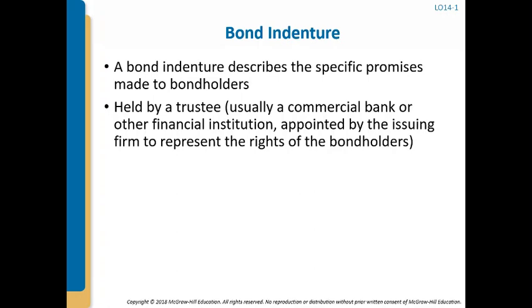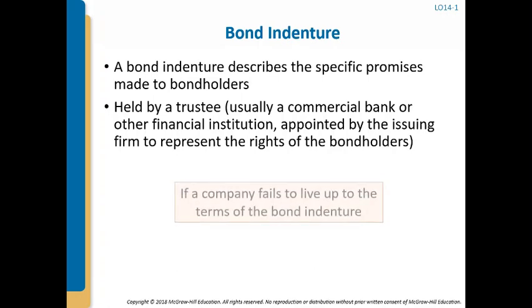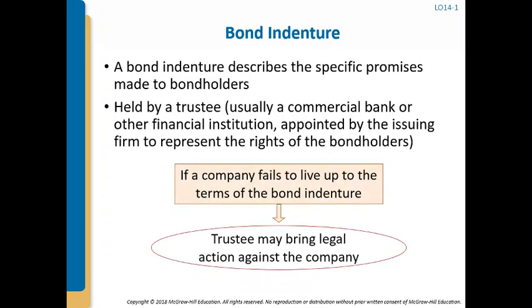And so this bond indenture describes the specific promises that are made to the bondholders, and the trustee holds this indenture, and if the company fails to live to the terms of the bond indenture, then the trustee may bring legal action against the company in the name of the bondholders.